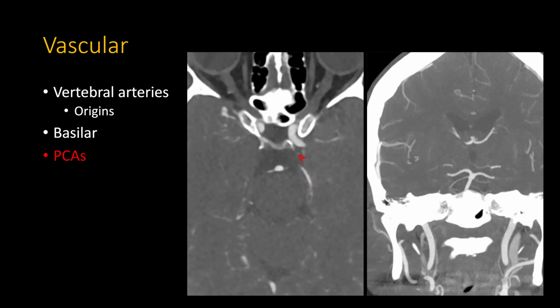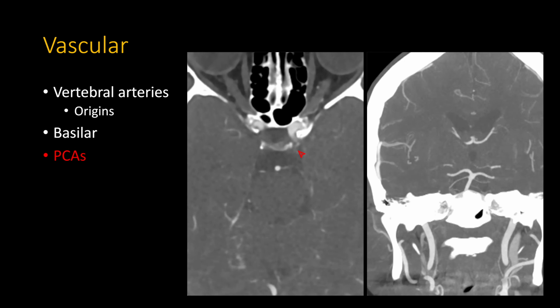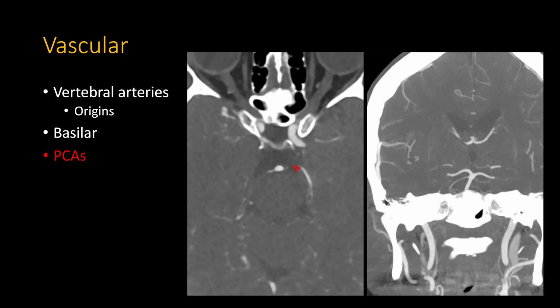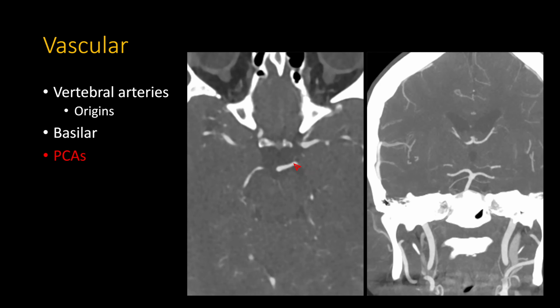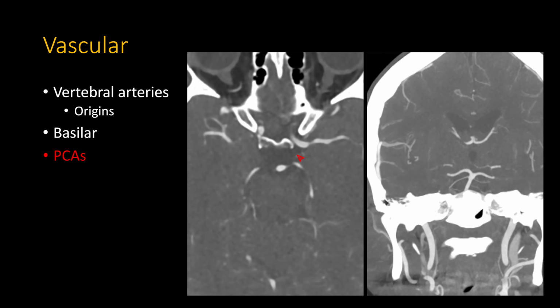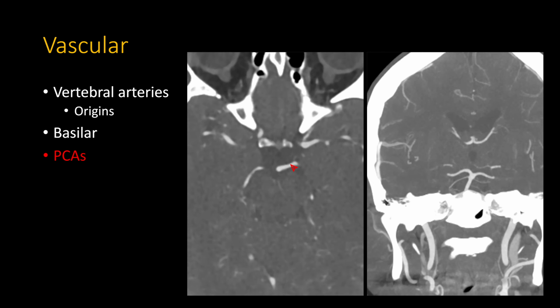This vessel here is a posterior communicating artery. You can see it's a diminutive vessel. It goes all the way to the internal carotid artery and then joins in with the posterior cerebral artery. It doesn't always have to be diminutive like this. Sometimes it's in fact larger than the P1 segment, in which case it will be called a fetal type origin of the PCA, when this posterior communicating artery is actually larger than this P1 segment.